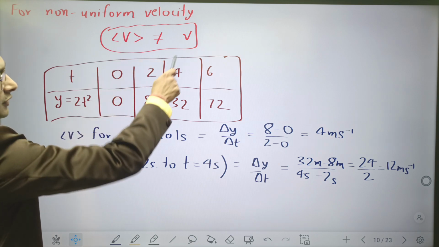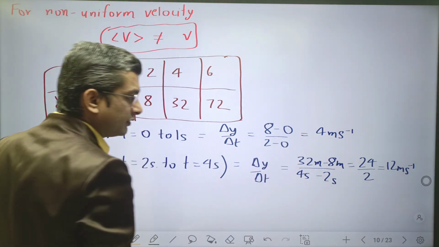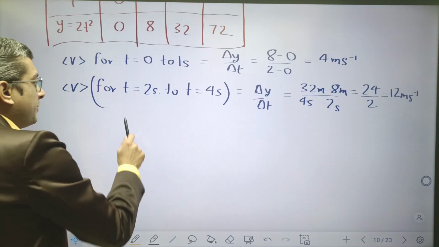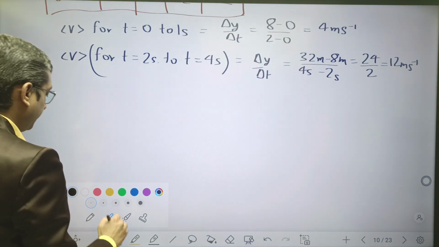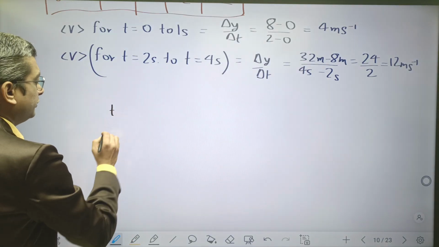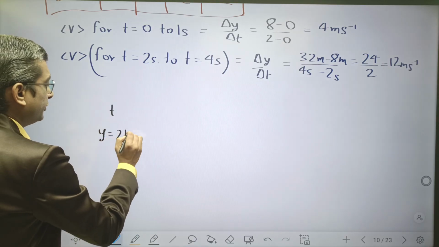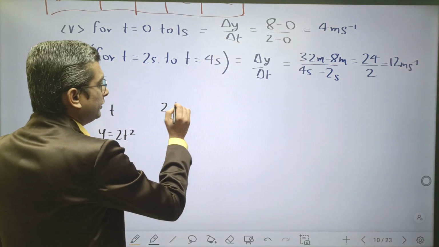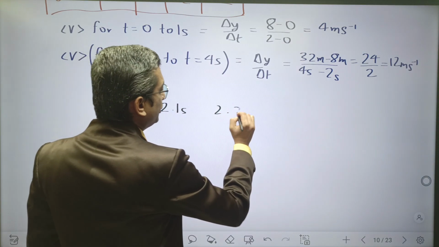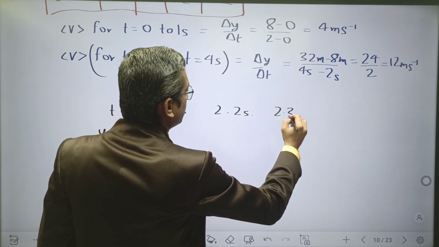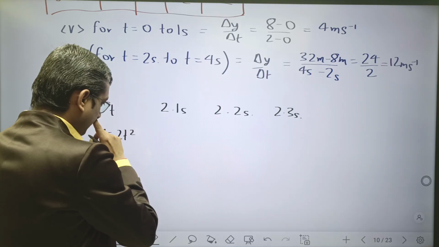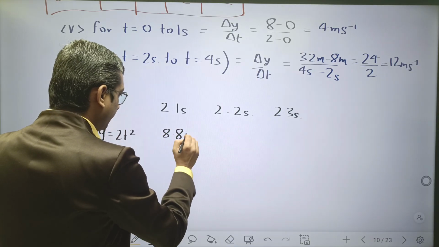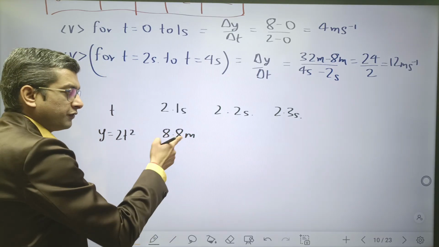What we have written here, I am explaining it here, isn't it? Now what happens? Suppose we have a very small time interval. Let us suppose y is equal to 2t square. Now let us suppose t is equal to 2.1 second, 2.2 second and 2.3 second. So when it is 2.1 second, the value is 8.8 meter, rounded off to the first decimal place.